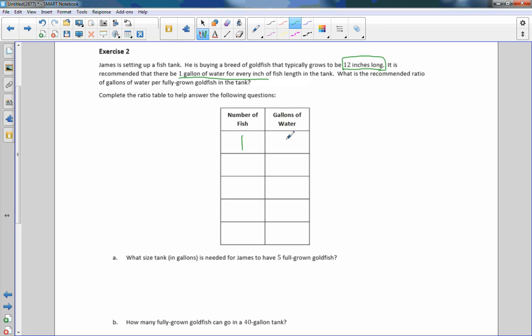So even though it's 1 inch when you buy it, you have to consider that it will eventually be 12 inches long. And so for every inch of fish, you're going to need 1 gallon of water. So one fish, full grown, would need 12 gallons of water. And now we just duplicate what we've done before. 1 times 2, 1 times 3, 1 times 4, 1 times 5, 12 times 2, 12 times 3, 12 times 4, 12 times 5. Okay, so there's our table.